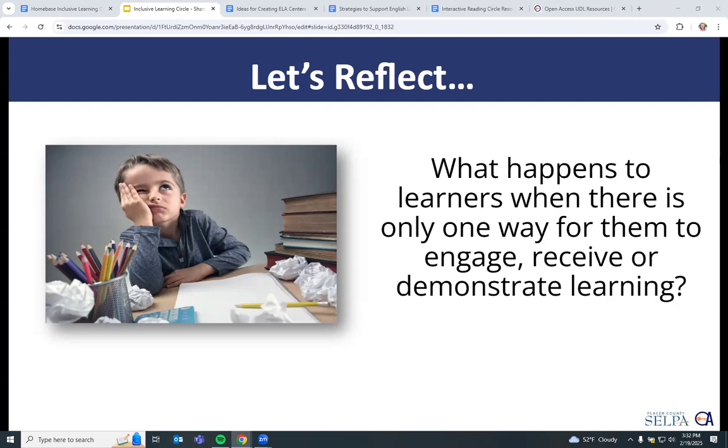Again, just thinking about it in the sense that there's only one way of engaging. They're all expected to sit quietly. There's one way to perceive the information. They're all reading a printed article. And there's just one way of showing what they know: highlighting the main idea and supporting details. So when we're thinking about the variability of our learners, what could be some barriers? What could happen to learners in this scenario?